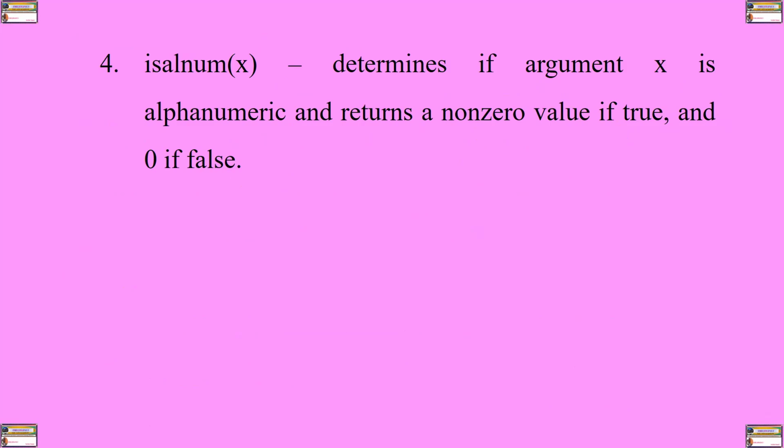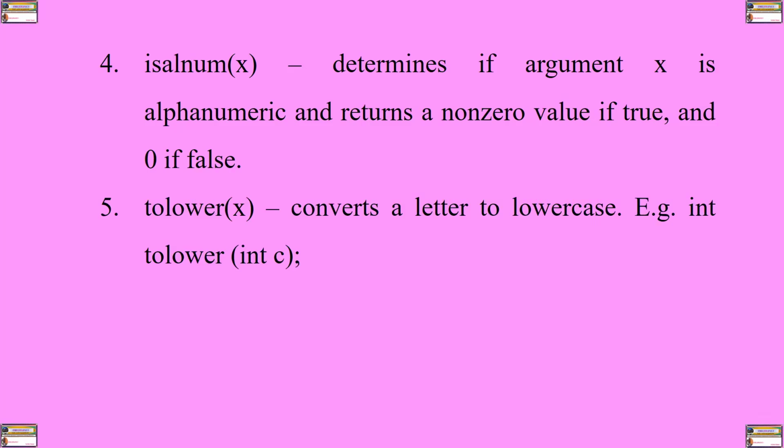Now this function, if you pass a value into it, it will determine if the argument passed into it is alphanumeric, and then it will return a non-zero value if it is true, or zero if it is false. If you pass an argument called x to the function called tolower, it will convert a letter sent into it to lowercase.